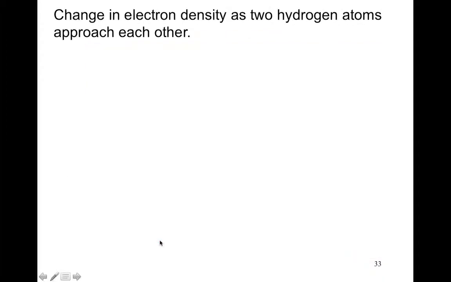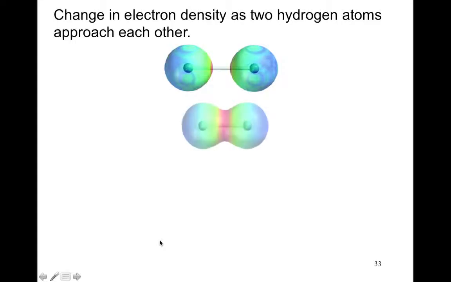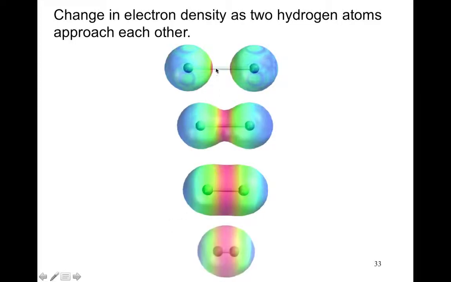So how does electron density change as they approach each other? Here you can see one hydrogen nucleus, they start to approach each other, and they're sharing this electron more and more, till the electron's here. And you can see why it's non-polar. I mean, it's very evenly shared, and it's not much of a separation of charge. It's blue over here and blue over here, red in the middle. It's a non-polar molecule.